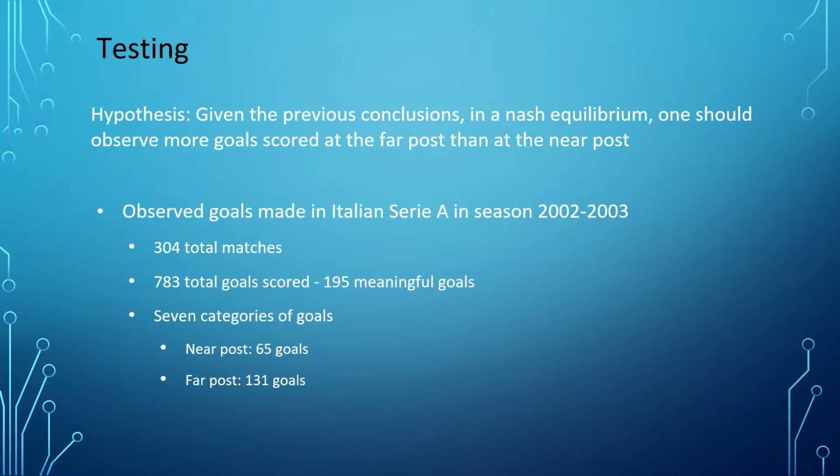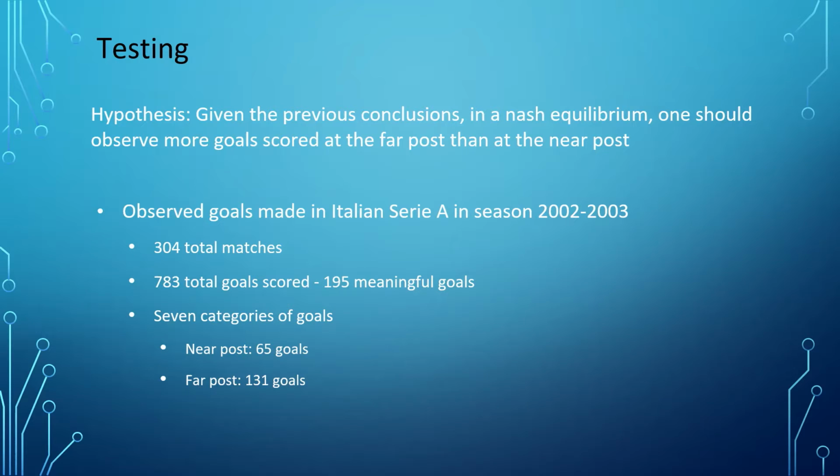Each of these goals were allocated into one of 7 categories based on the mode of scoring: an own goal, penalty kick, free kick, header, near post, far post, and other. After categorizing all the goals, the author deemed that only 195 of these goals scored were in a situation where the striker had a meaningful choice of shot direction, and were thus the only goals that should be analyzed to test his model.